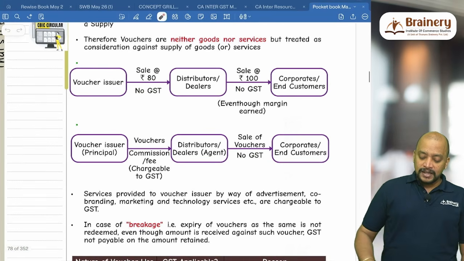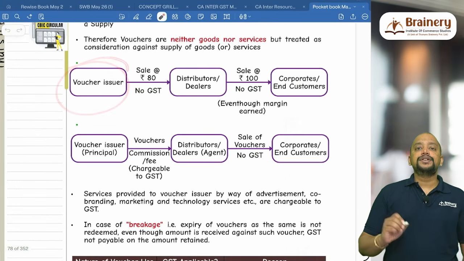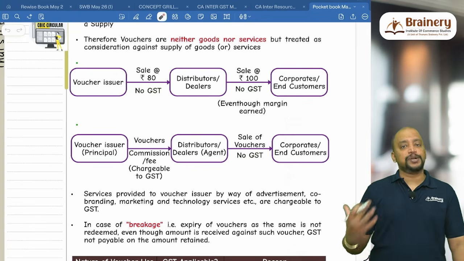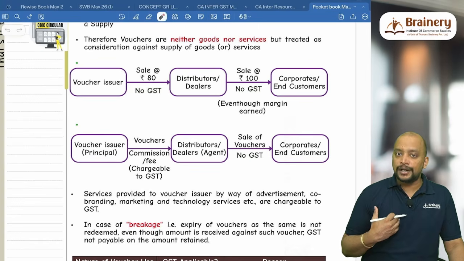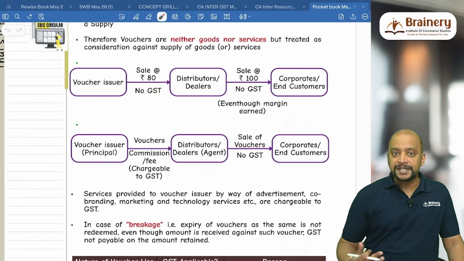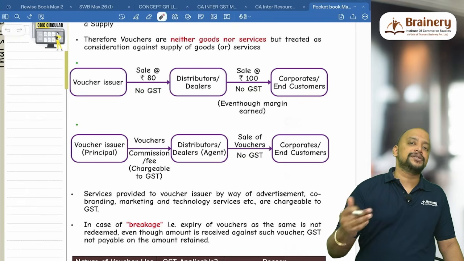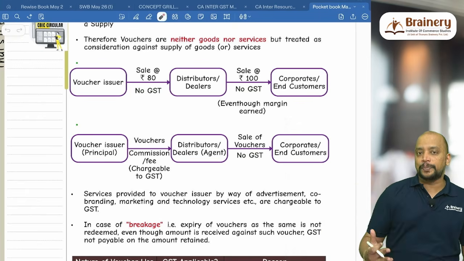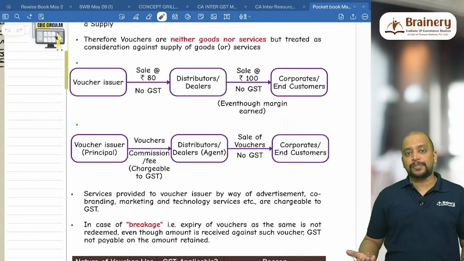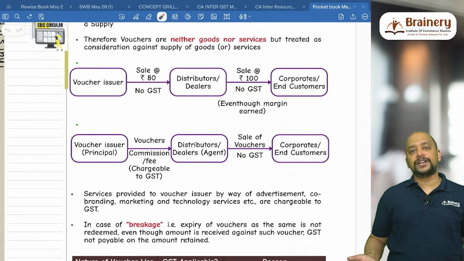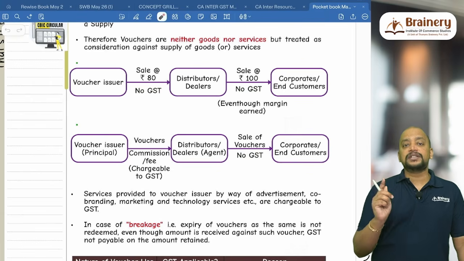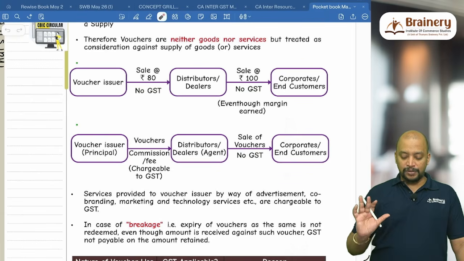Okay. And this particular voucher issuer is issuing the voucher through dealers. How is that model? If it is on a principal to principal model, I am the voucher issuer and I appoint a distributor. I will sell the voucher to the distributor at, say, 80 rupees. That distributor will sell to the end users or customers or corporates at 100 rupees. Now in this case, I am selling to him, that is not a supply. He in turn makes a sale, that is also not a supply. So there is no GST liability in this case. Even though the dealer is making a margin of 20 rupees, there is no GST payable with respect to this.